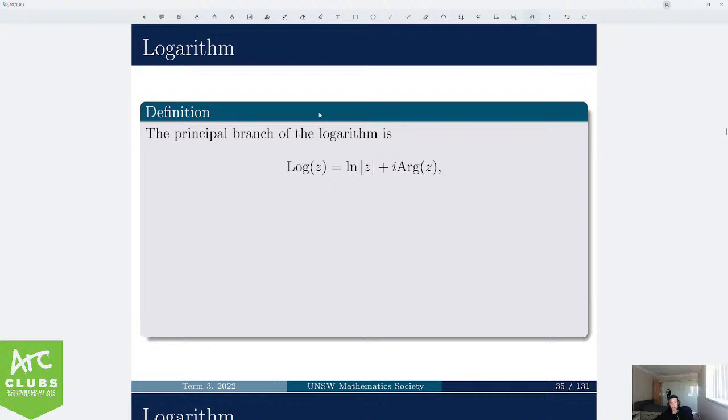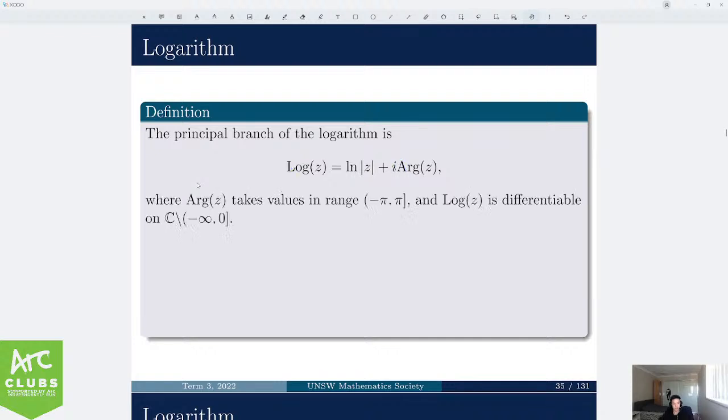The principal branch of the logarithm, denoted with the capital L, is defined by ln absolute value of z plus i times the principal argument of z, again with the capital A. Again, Arg z is the principal value, and Log z is differentiable on all of the complex numbers minus the negative real axis and 0. And this is because we know that the Arg of z is not continuous there, and hence the log can't be differentiable.